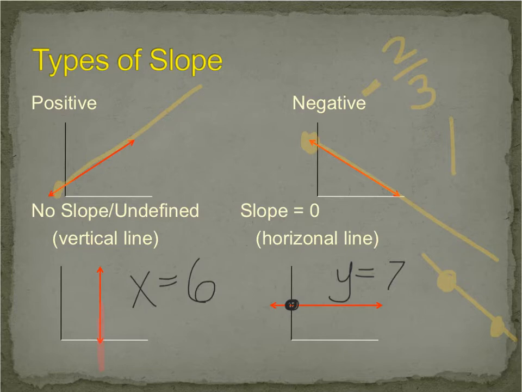Y equals 7 is a horizontal line, has zero slope. X equals 6 is a vertical line, and its slope is undefined. You can say none, but don't write zero, because that's different.